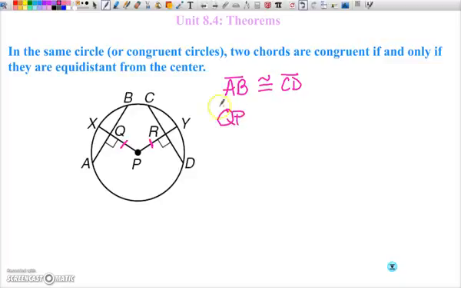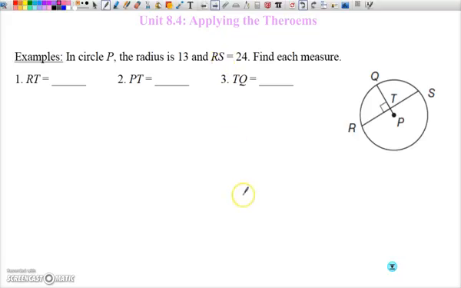So QP is congruent to RP. And so that also would make all 4 of these the same as well. So it kind of looks a little bit confusing, but it makes it easy because you're either cutting things in half or maybe doubling them, but it makes it pretty simple to work with. So here are the first 3 examples using those last 2 theorems that we talked about.